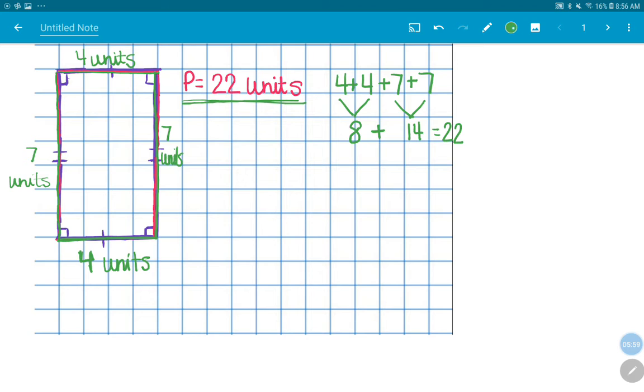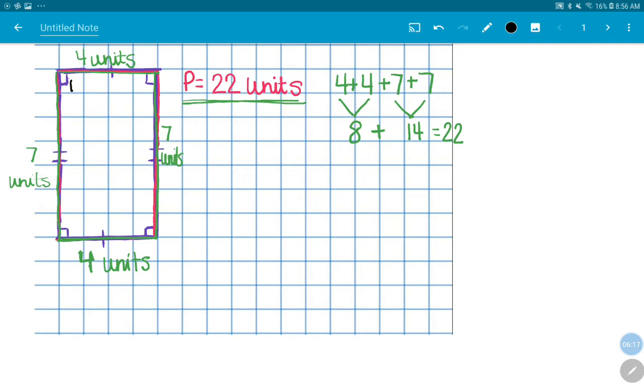Now we're going to do something a little bit different. Now we're going to count the number of squares that are inside my rectangle. So these squares that are on the inside represent the area of my rectangle.